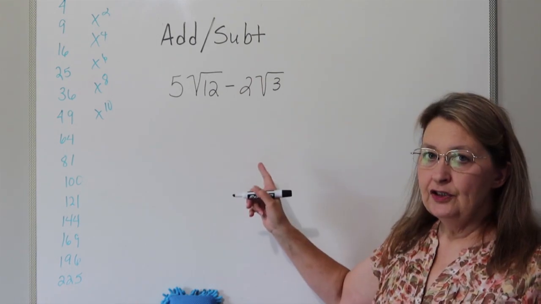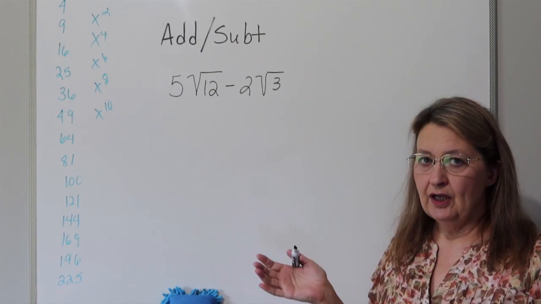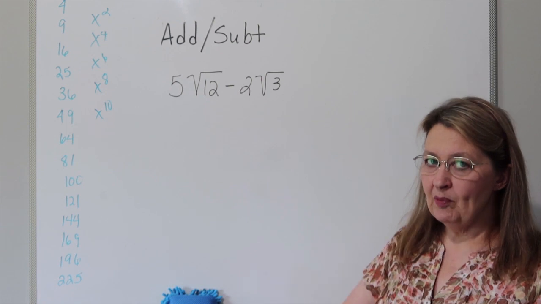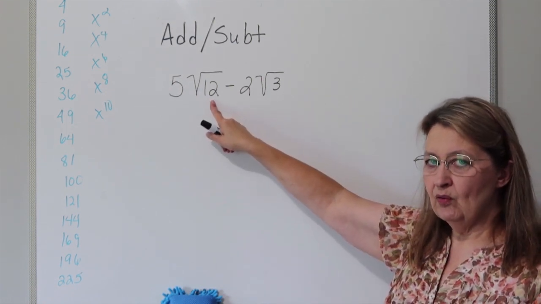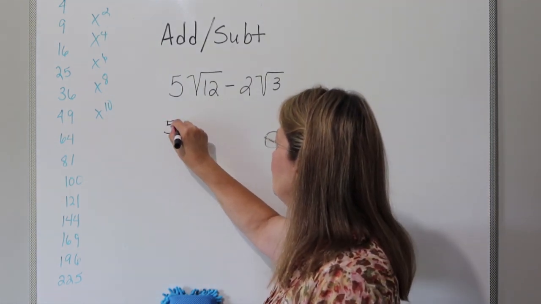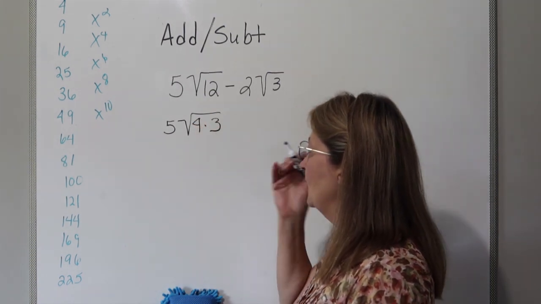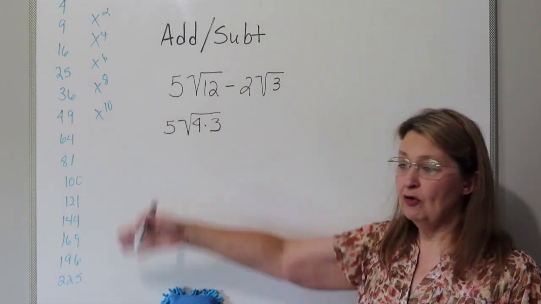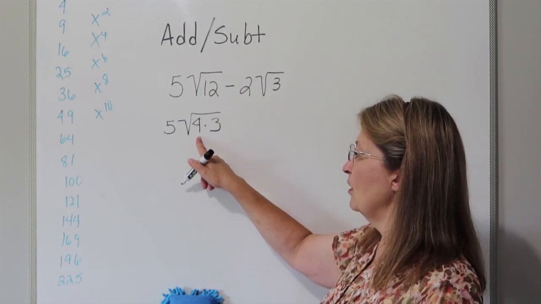The trick is you can't just say, oh, I can't add those because the radicals don't match. You have to be sure that the radicals are in simplest form first. So let's go back and use some of those techniques. Let's look at this 12. Is there a perfect square that will go into 12? 4 will. So I'm going to rewrite this as 4 times 3. Now remember, 12 is equal to 2 times 6, but 2 and 6 aren't perfect squares. That's why I'm not using them as factors.